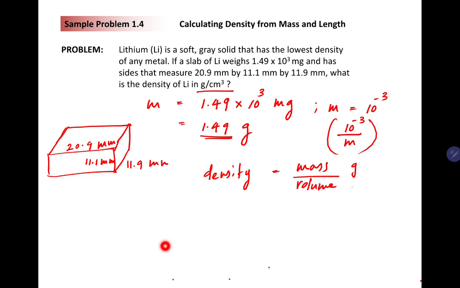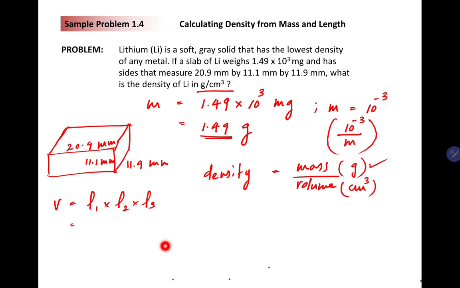Mass should be in grams according to these units, and volume should be in cubic centimeters. We already have the mass in grams, which is 1.49 grams. We need the volume in cubic centimeters. To calculate the volume, you multiply the three length measurements. They are given in millimeters, so you want to convert them into centimeters. How do you convert millimeters into centimeters? You divide by 10.